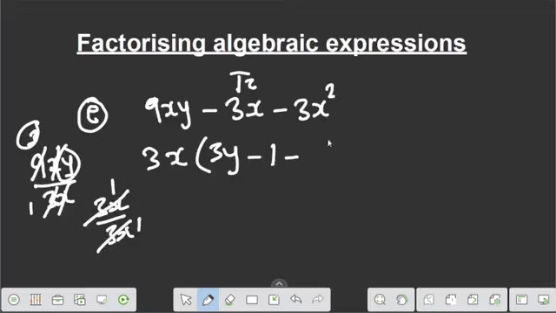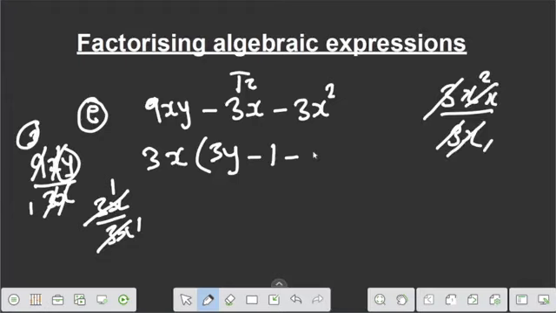Then minus. So here we have 3x squared over, what have we factorized? 3x. So this 3 and this 3 will cancel. X here 1, x into x squared is just x. So here we are going to remain with x. We can even cross. So this is our answer. Okay, so this is how we can factorize algebraic expressions.